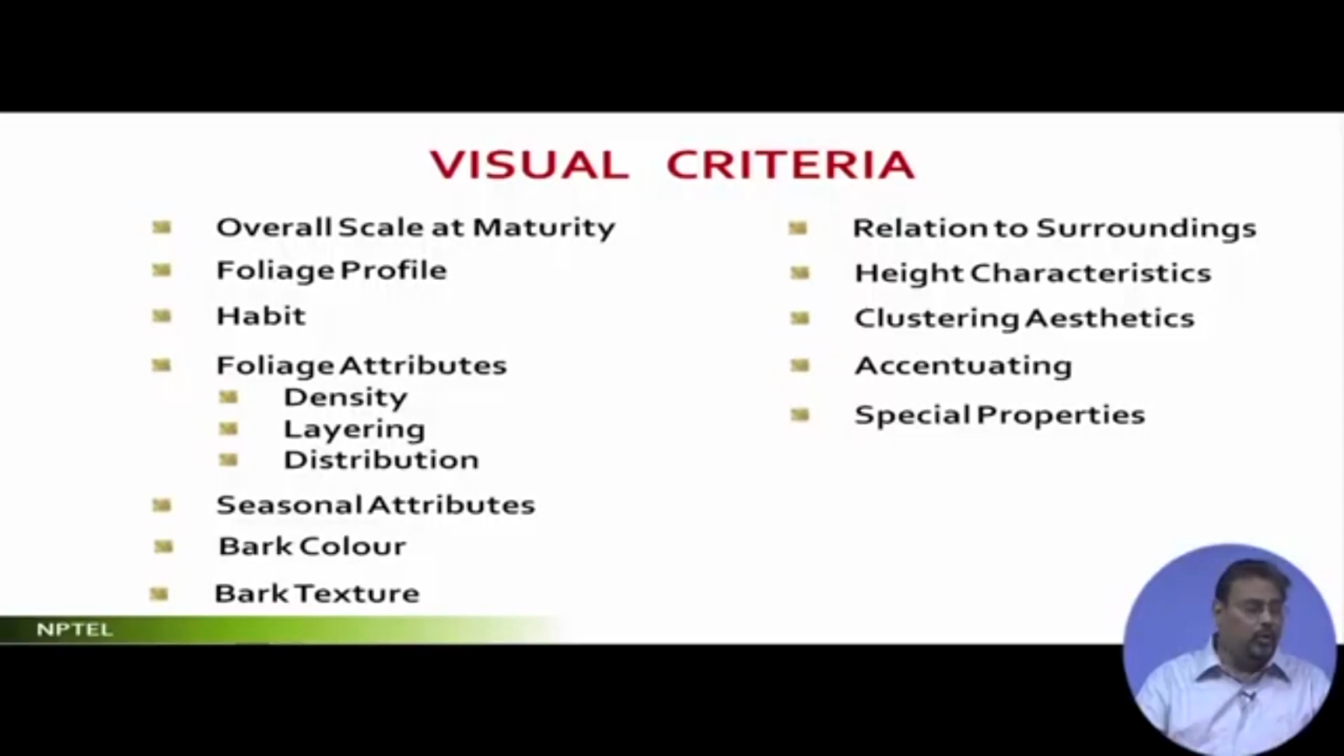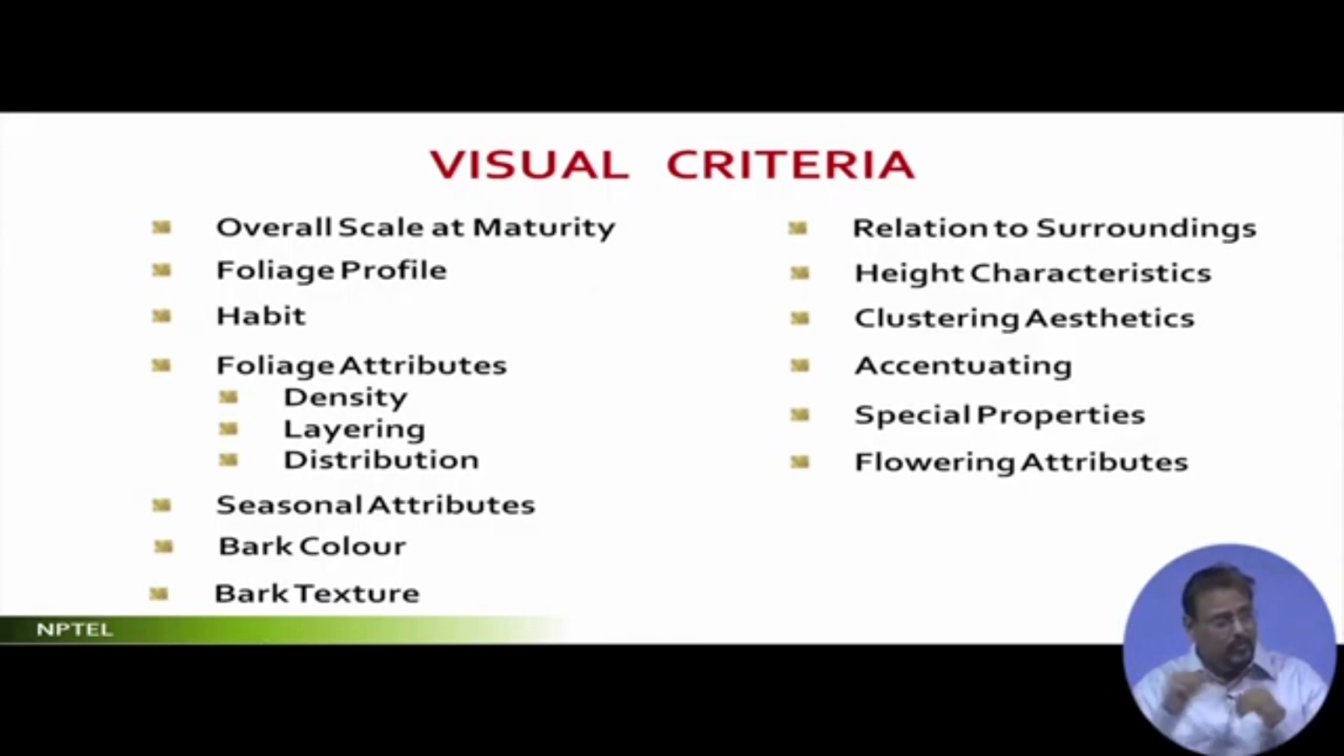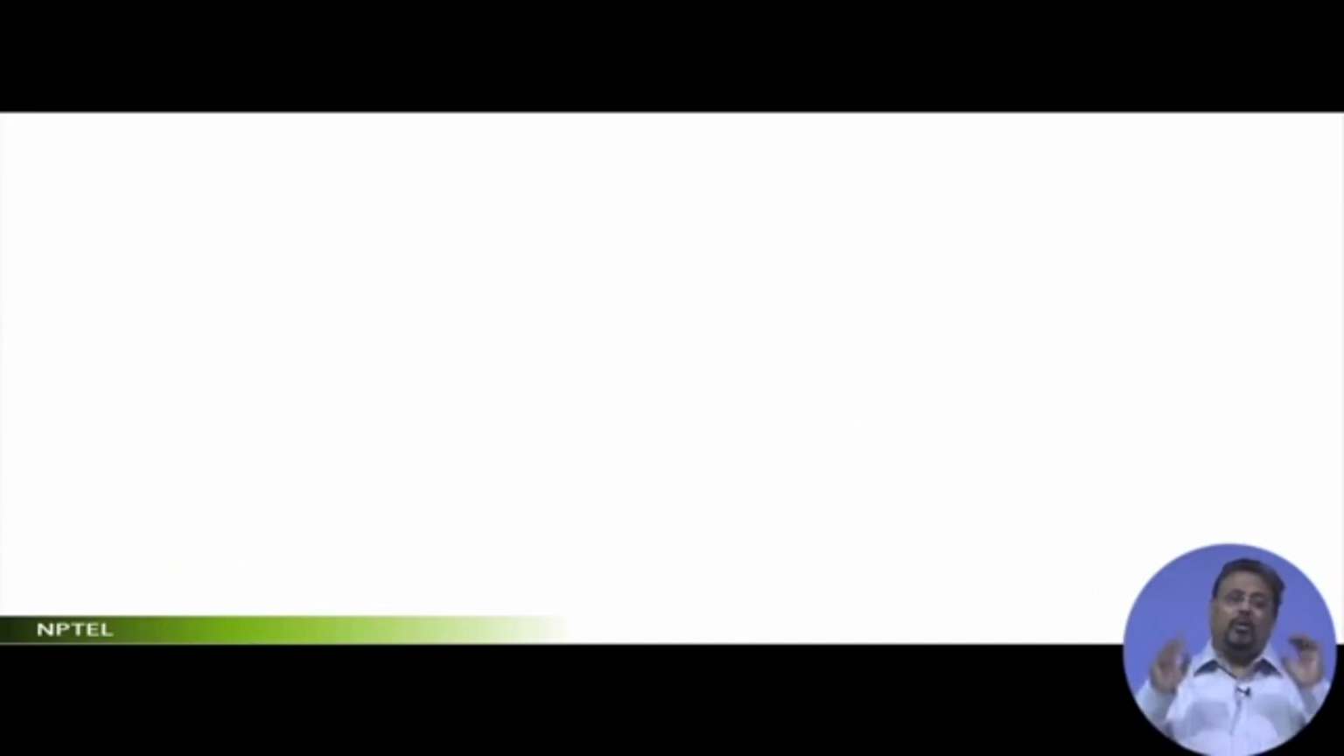So in the whole visual criteria, what you do is you see overall scale, profile, the habits, the branching patterns, the foliage attributes, and then in season how it is appearing to you, the bark color, bark texture, and its relationship with respect to the surroundings, the height, the clustering aesthetics, how it looks together, accentuating properties of it, special properties, and the flowering attributes. This offers you the visual. There are many more attributes which may be giving you the idea about the visuals.